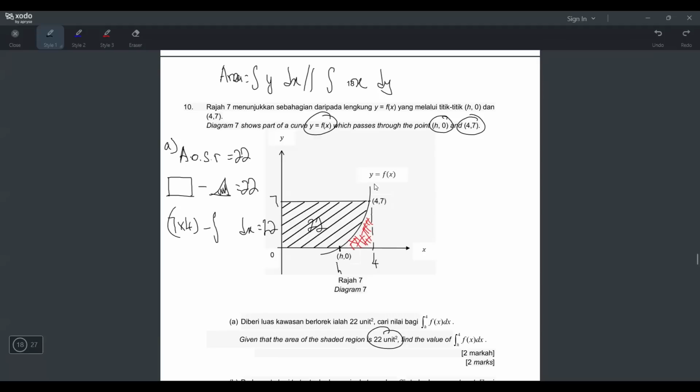So when you integrate, you will integrate the curve equation. And since you integrate towards x, you will use this formula, which is dx. And here you will write y, right? But you know, they say y is f(x), right? So you can just write f(x), right? Okay, what about the limit from where to where? It will be from h to 4. Okay, yeah, like this, right?